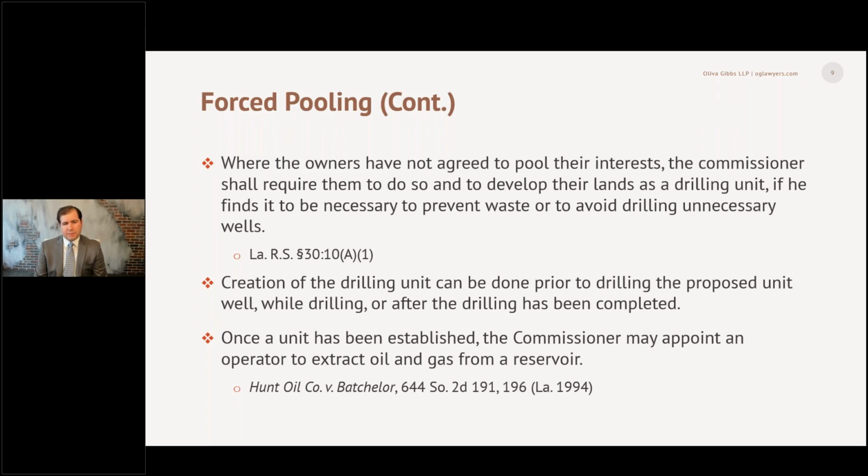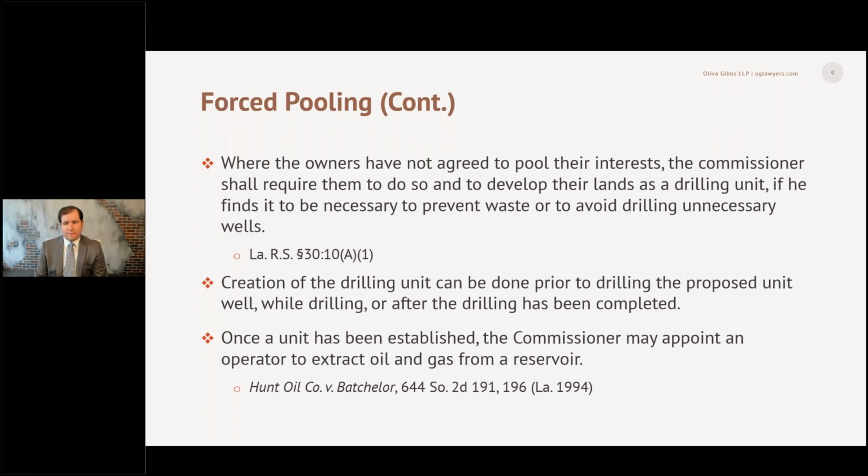Once a unit has been established, the commissioner will generally appoint an operator that will be deemed the drilling owner to go extract the oil and gas from the reservoir. It's also important to remember that forced pooling is generally going to be done as to a defined interval. So you're generally not going to see forced pooling done as to all depths under a tract of land. Generally what's getting forced pooled won't even necessarily be an entire formation. It'll be the Lower Cotton Valley Reservoir A or the Haynesville Zone Reservoir A.